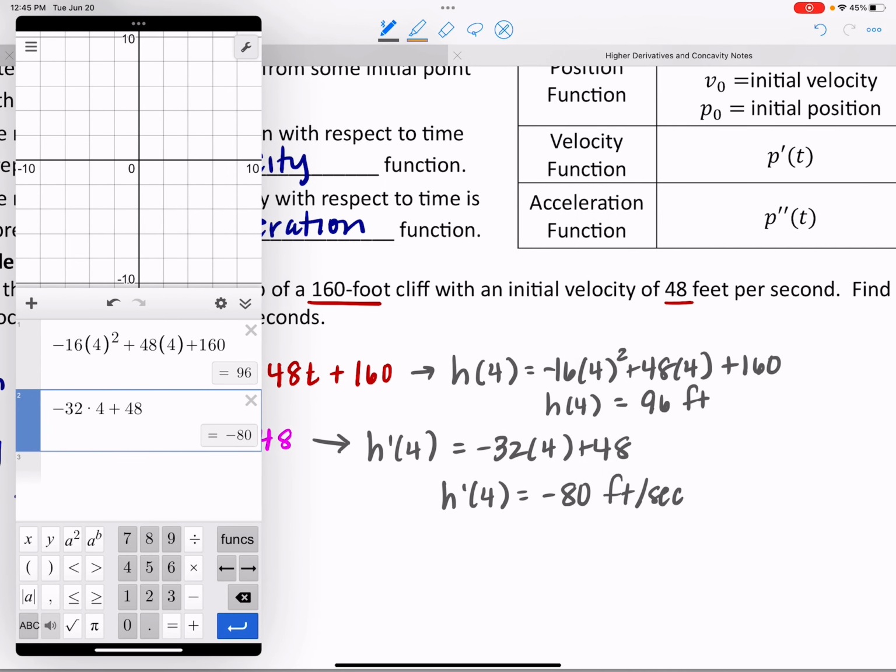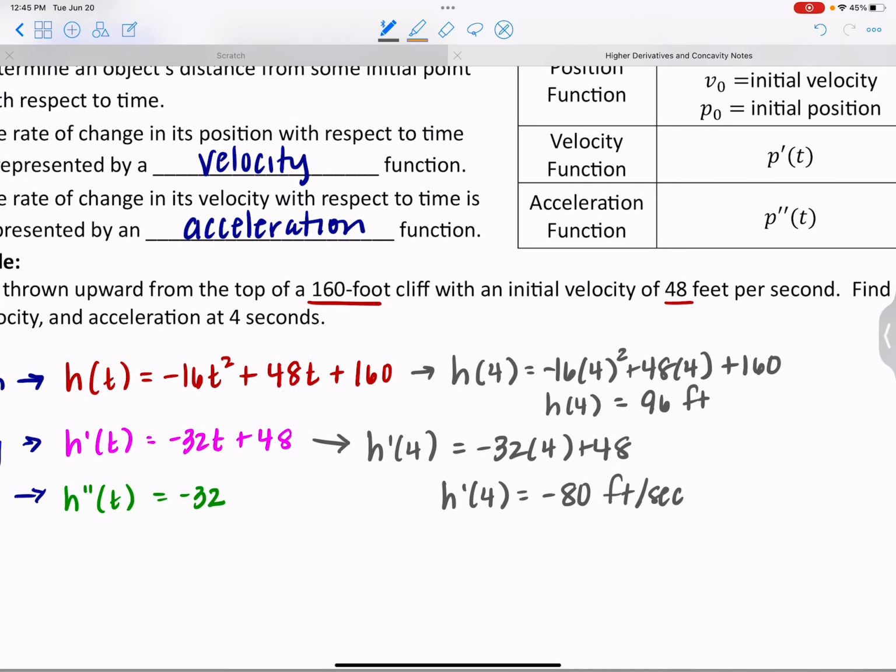I feel like, I don't know. -32. Sorry, just don't trust what I just did. Yep, okay, so -80. So this is traveling at -80 feet per second.